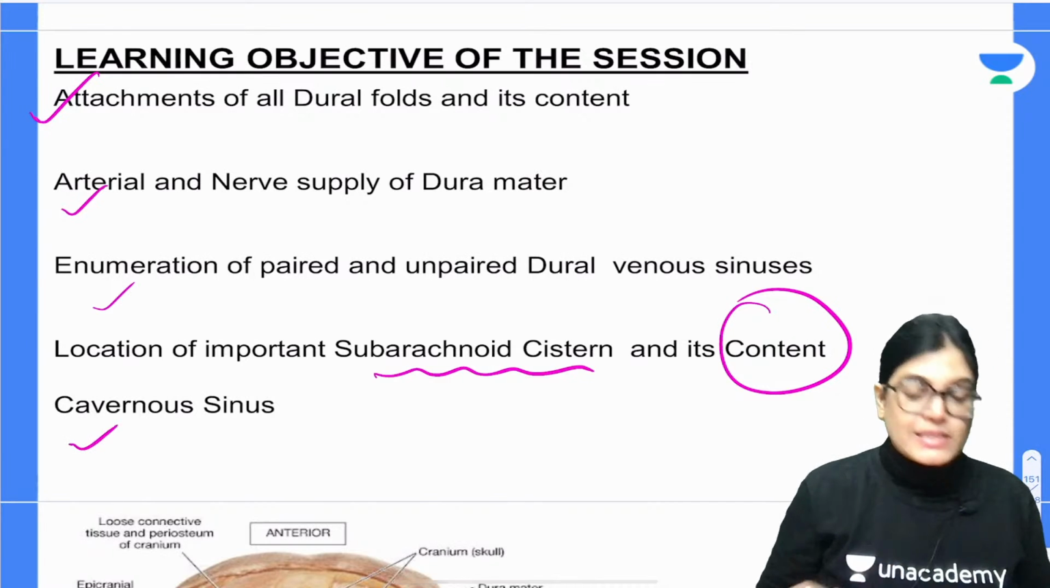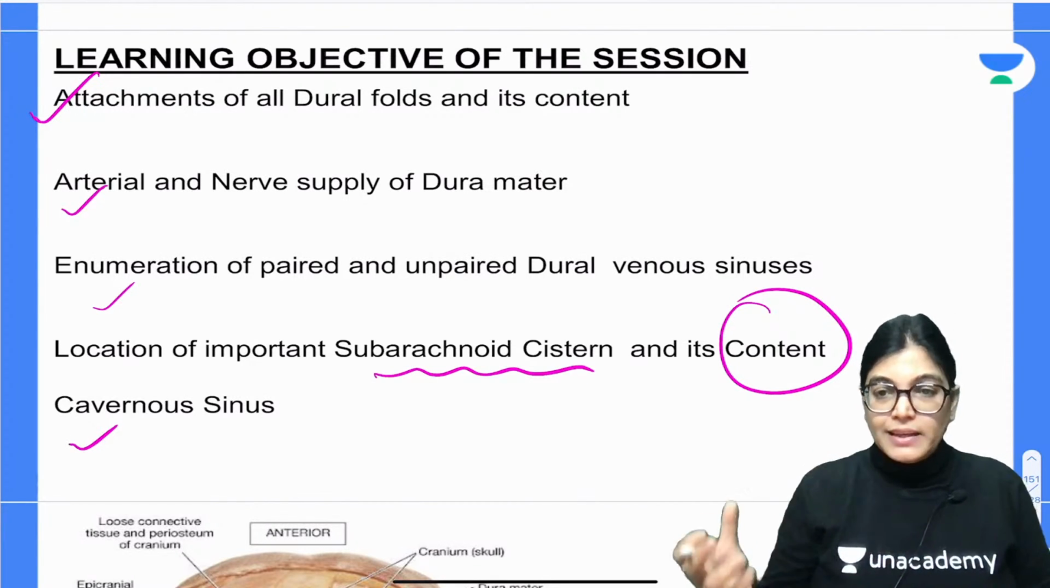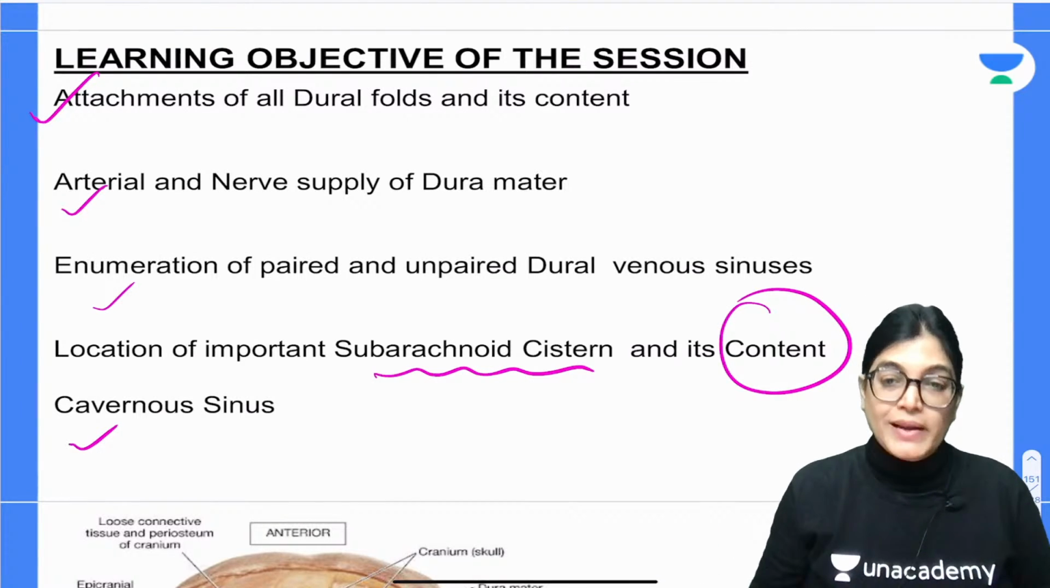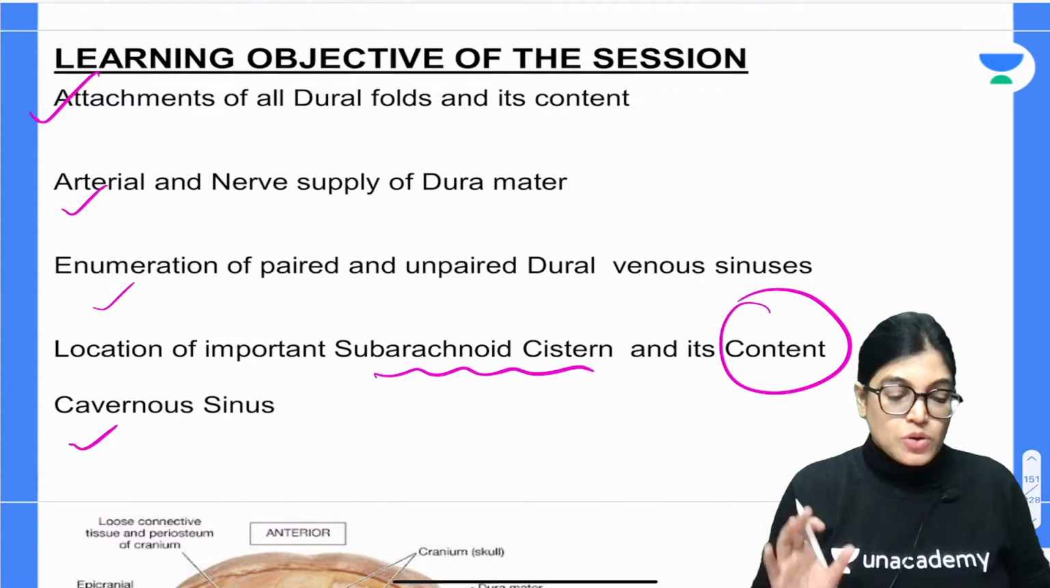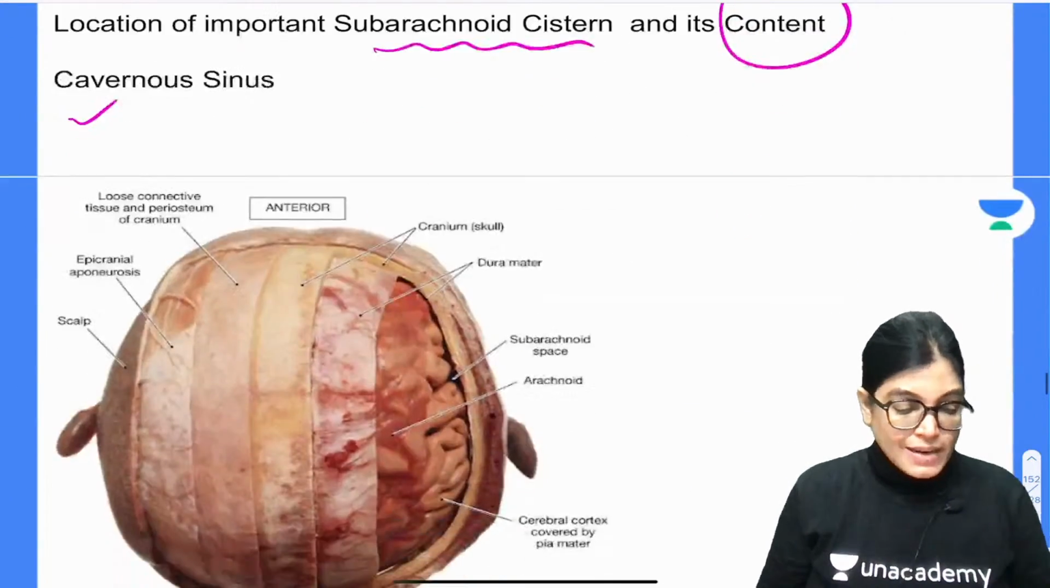And the last topic is the cavernous sinus, one of the dural venous sinuses, which I want to brief in slightly more detail. Why? Because this is another important topic for your NEET PG 2022 examination. So, these are the learning objectives, and let's achieve them. Let's start the session now.